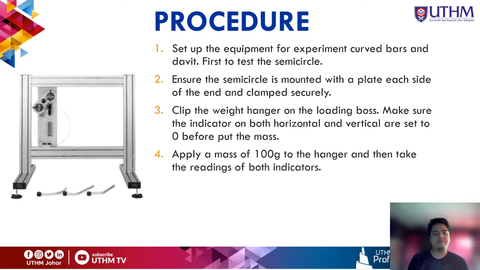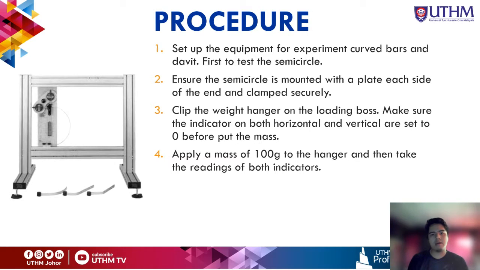Procedure: set up the equipment for the curved bar and davit experiment. First, test the semicircle. Ensure the semicircle is mounted with a plate on each side of the end and clamped securely. Clip the weight hanger on the loading box.